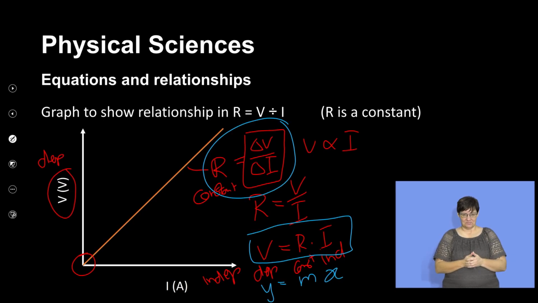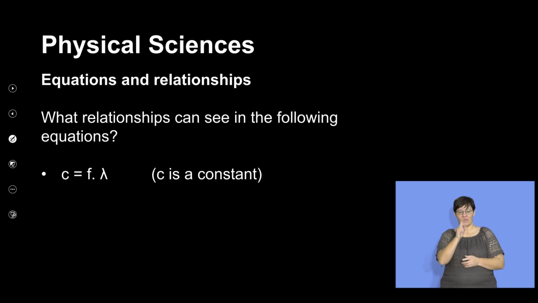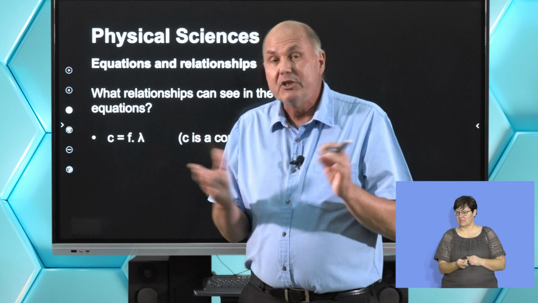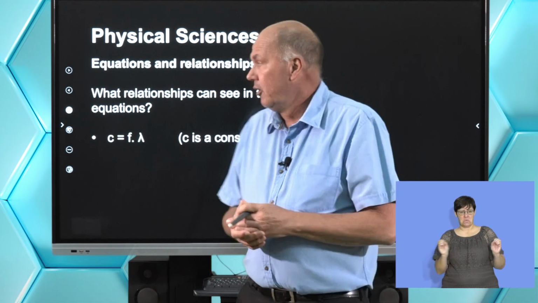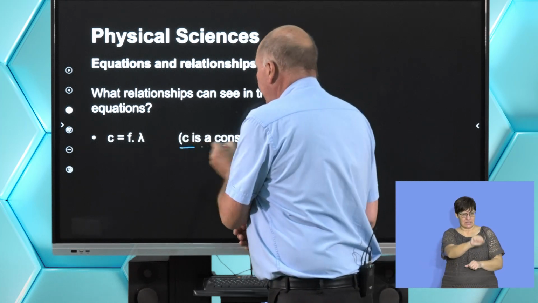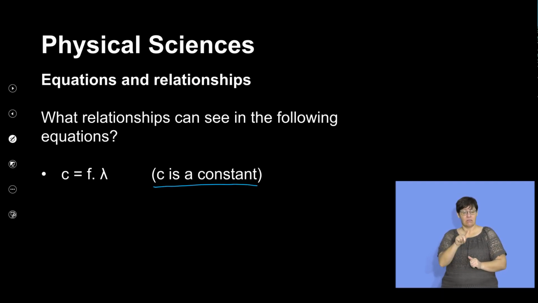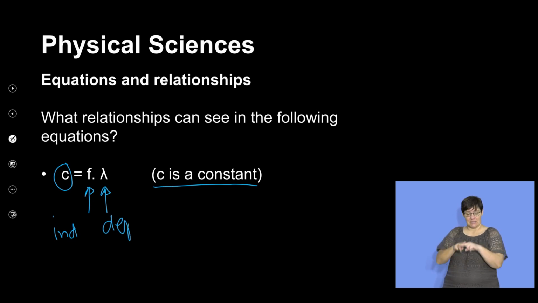Okay, let's have a look at another equation. In this equation, it looks a little different. We don't see a division sign. We see a constant again, and that constant is c, and we've got two variables multiplied by each other. Now, let's take this one as the independent variable, and this one as the dependent variable.